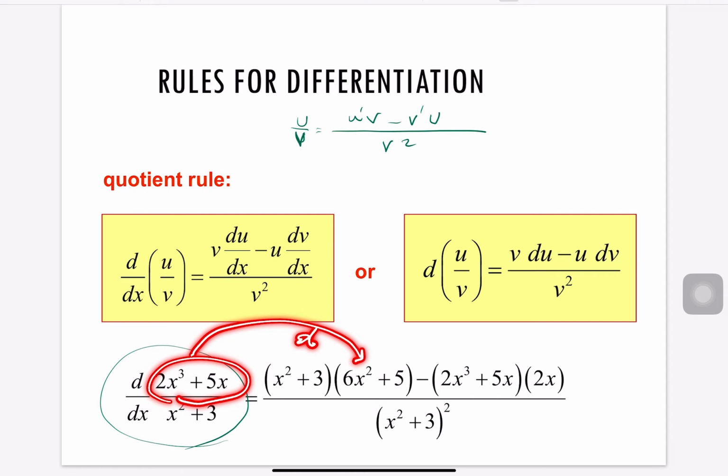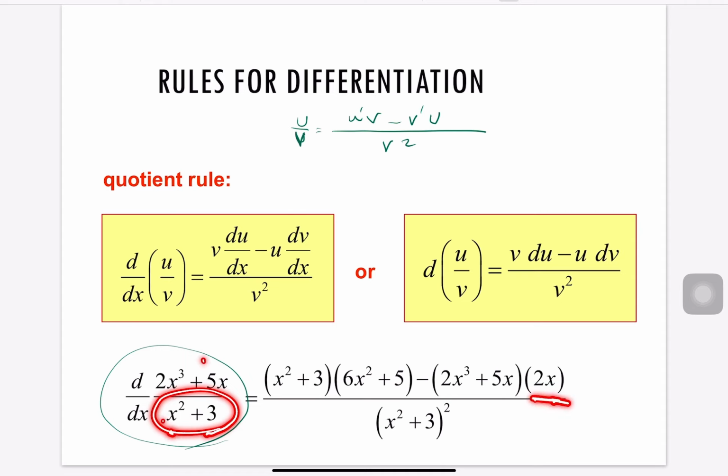Because 2 times 3x power 2, 5x will be derivative as 5. Multiply the lower function, minus derivative of this, 2x, 3 number derivative as 2, multiply the upper, divide lower part power 2. Then we can simplify. It's very easy, and we can find the result of this function.